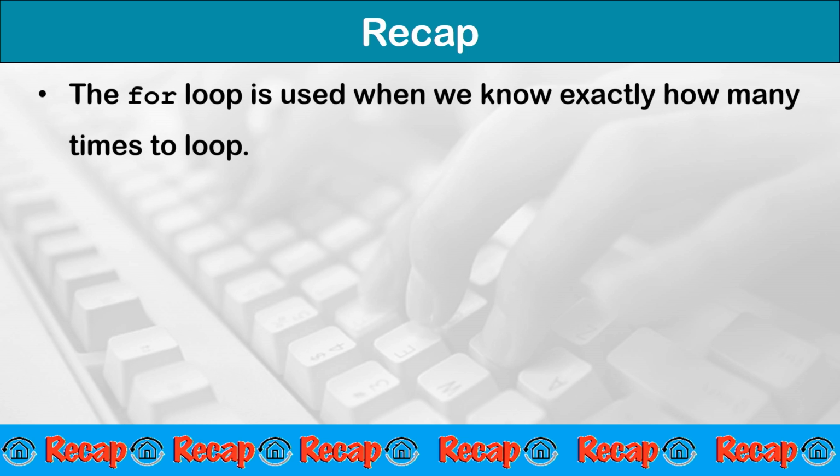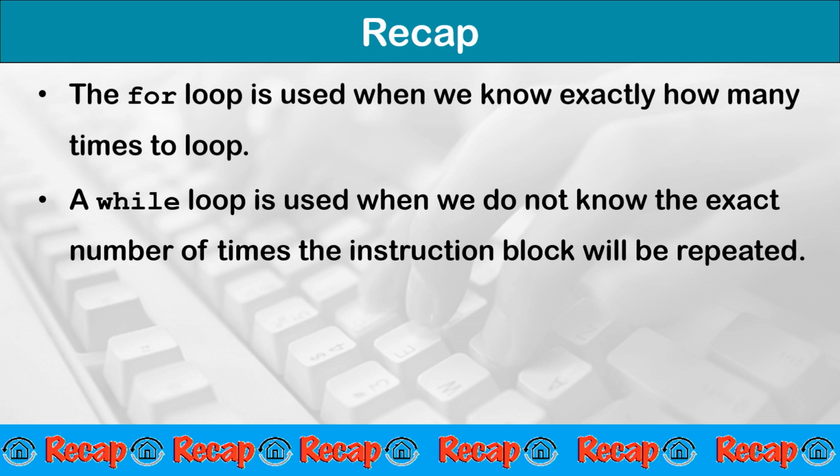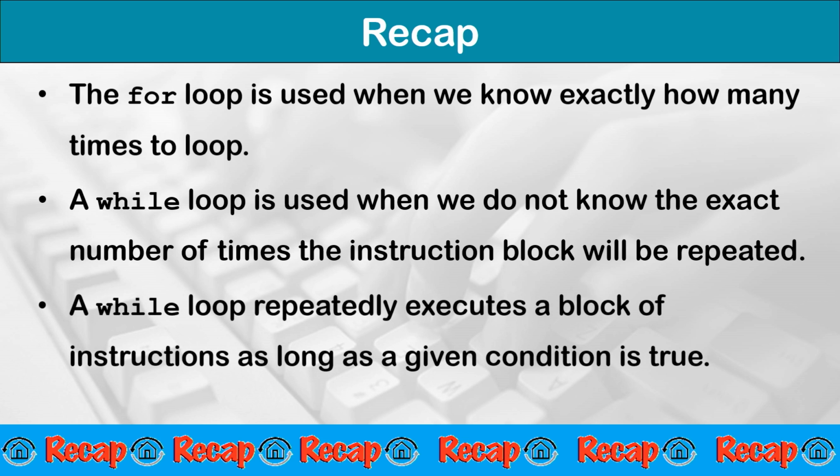The for loop is used when we know exactly how many times to loop. A while loop is used when we do not know the exact number of times the instruction block will be repeated. A while loop repeatedly executes a block of instructions as long as a given condition is true. The recap brings us to the end of this lesson on Python programming and writing programs using iteration structures.